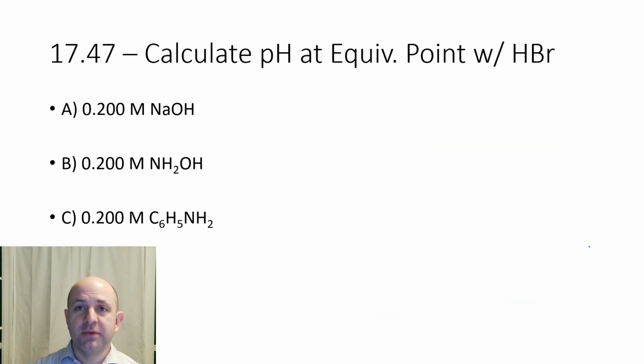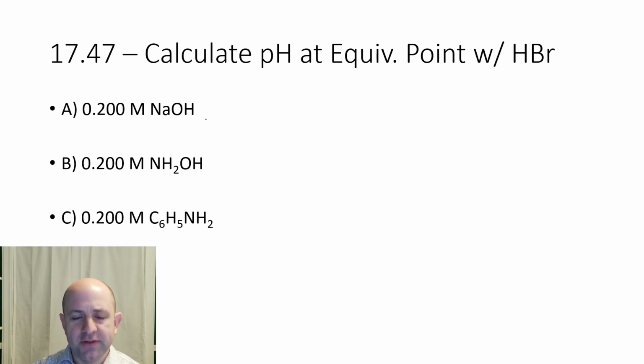The problem is to calculate the pH at the equivalence point if you're titrating each of these 3 bases with the strong acid hydrobromic acid. In your homework, I've given you a problem where it's titrating 3 acids with a strong base, so it's going to be a very similar problem, just kind of reverse it.